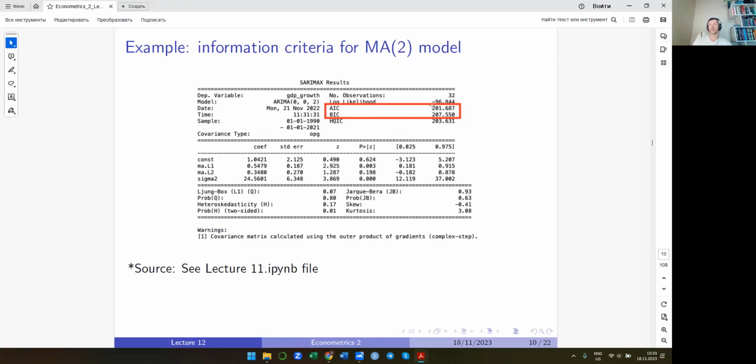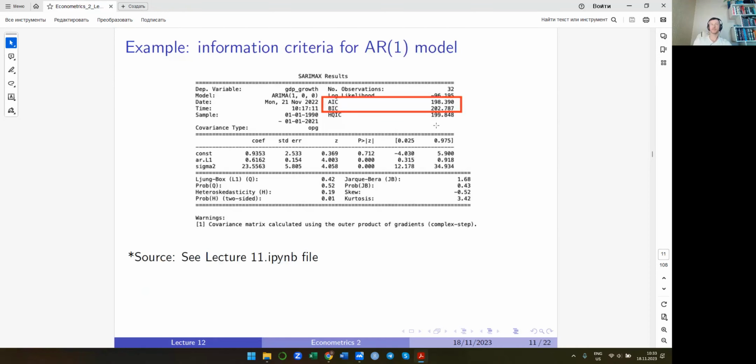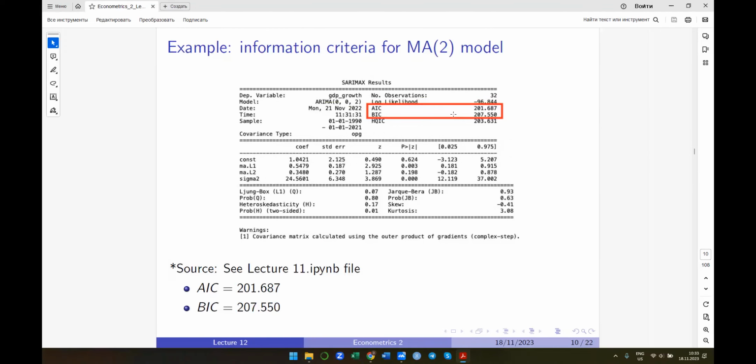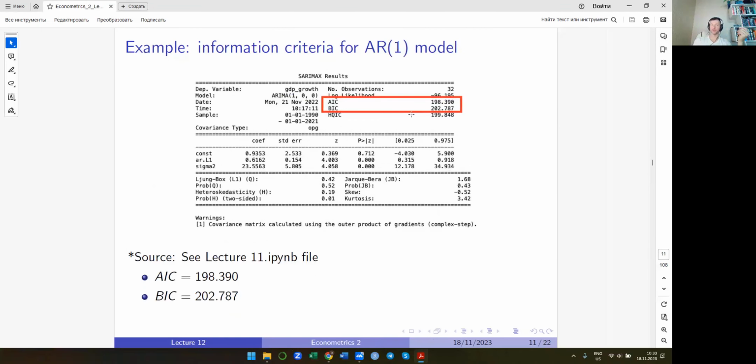So these are the criteria for the MA model. And these are criteria for the AR(1) model. So obviously, criteria for the AR(1) model are smaller than criteria for the MA(2) model. Which means that AR(1) has better in-sample fit.